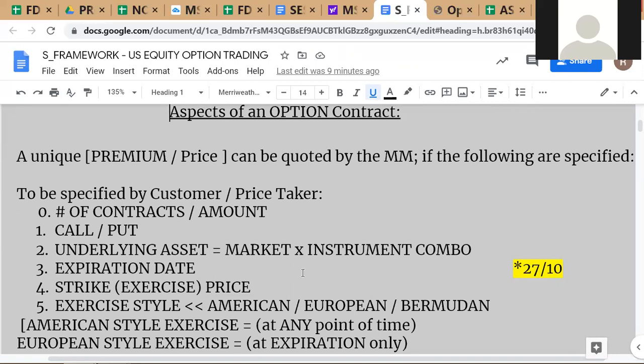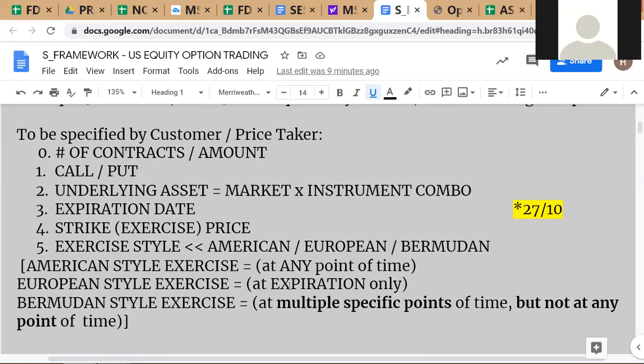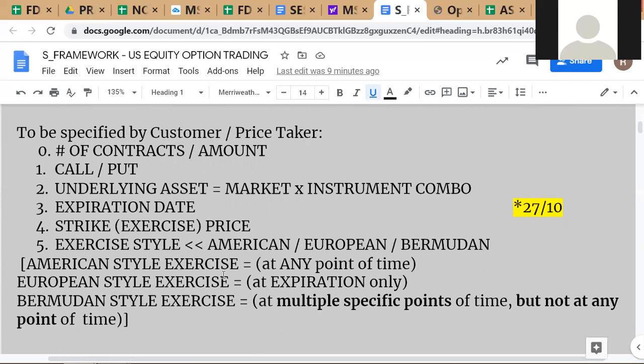In the same way, if you just tell an option market maker that I want to buy an option, that's not enough information. You have to give him more information before he can actually quote you a price which is meaningful. So that's what we are dealing with here: when you're talking about an option, you have to specify many aspects. So these are the various aspects.